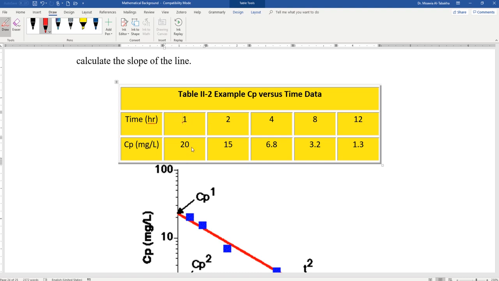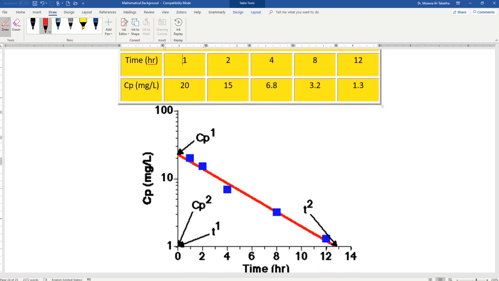At 1 hour, the concentration is 20, at 2 hours, 15, at 4 hours, 6.8, and so on. So the concentration is decreasing with time. That's why you expect to have a negative slope. If we put this data on semi-log graph paper, and let me now explain more about semi-log graph paper. You will see that you have two cycles here. Okay, 1 to 10, 10 to 100.